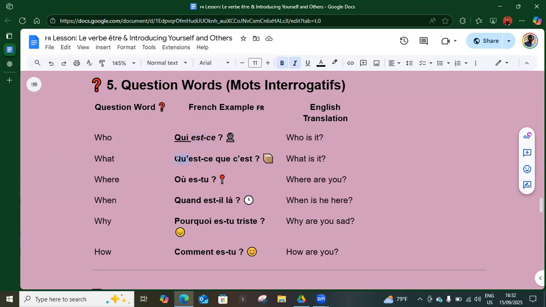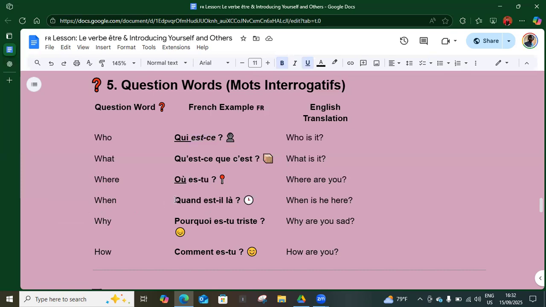What is que? But here we omitted the E for proper blending. So we have qu'est-ce que c'est? Qu'est-ce que c'est? What is it? Okay, where is où? Où means where, with a sign on the U. When there is no sign on the U, it means or. Où es-tu? Where are you?